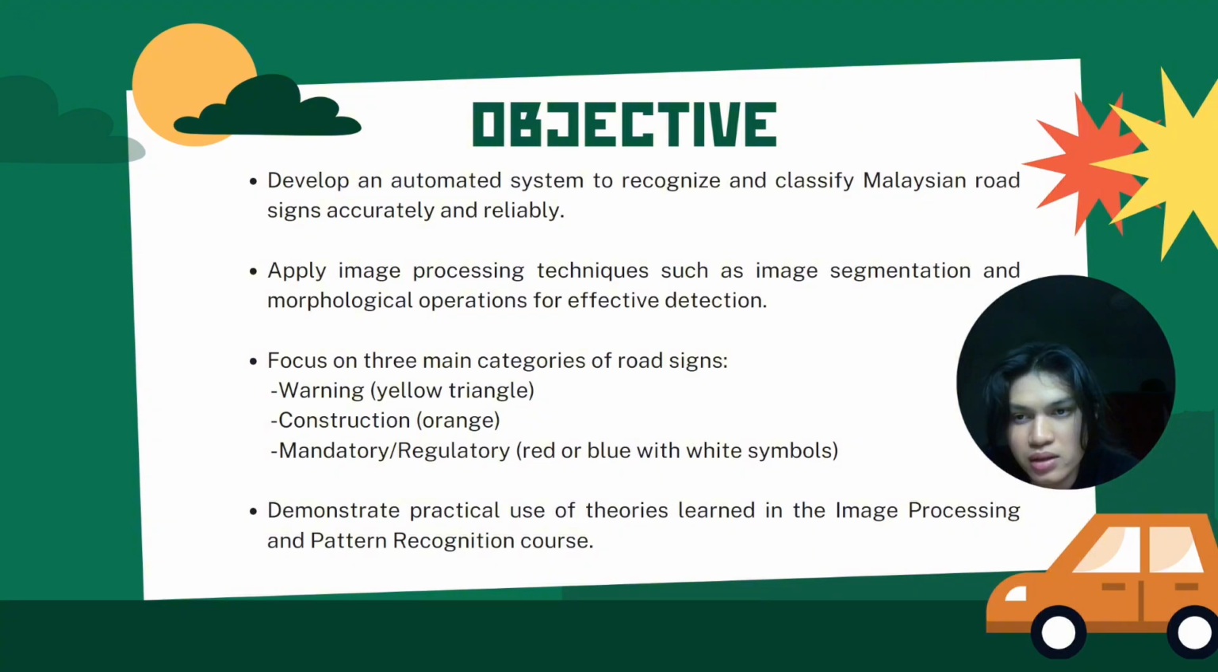The three main categories of road signs that we focus on are warning signs, which usually have a yellow triangle, construction signs, which are orange, and mandatory or regulatory signs, which have a red or blue and white symbol. We will demonstrate the practical use of these theories learned in the image processing and pattern recognition course.